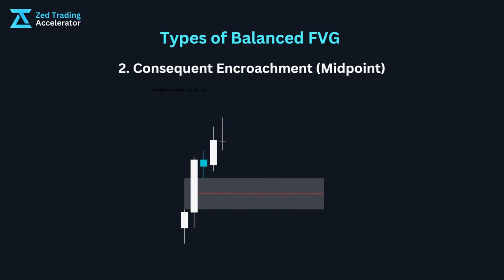Alright, so our second type of retracement or rebalance into a fair value gap is our consequent encroachment, or just midpoint. Meaning the price will beautifully respect the 50% of that fair value gap and continue higher. So this is how we are going to anticipate this.